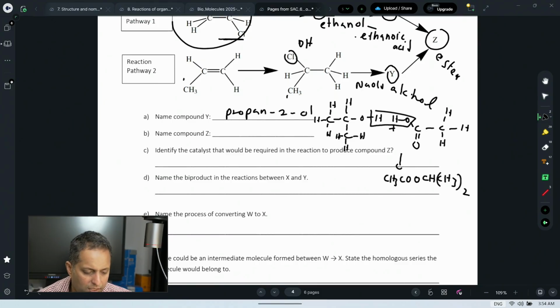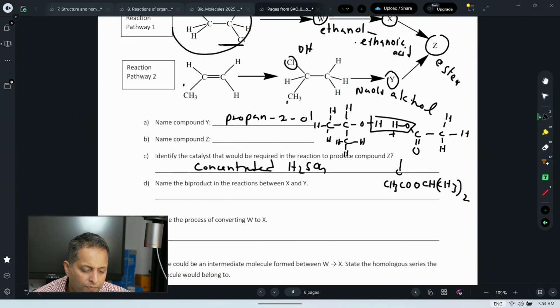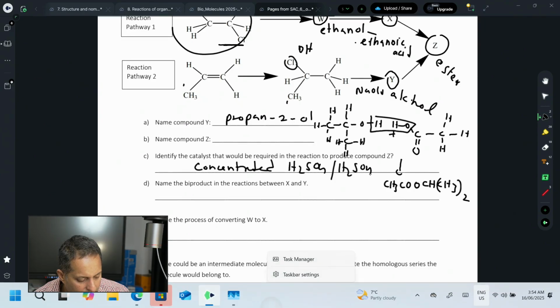No naming. Okay, next: identify the catalyst that would be required in the reaction to produce Z. And the catalyst is concentrated H2SO4. If you don't put a catalyst, this reaction would not happen. Concentrated sulfuric acid, so you can say it's H2SO4 liquid. That's also concentrated. Don't put aqueous here.